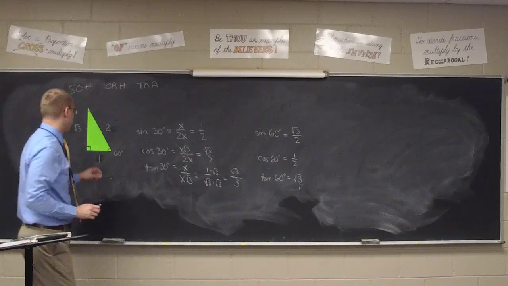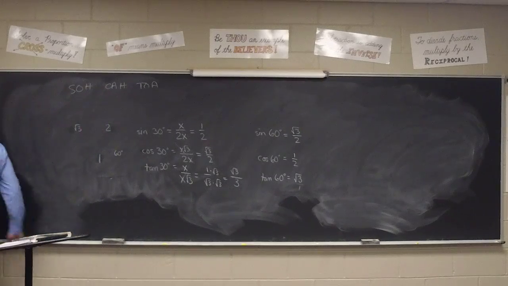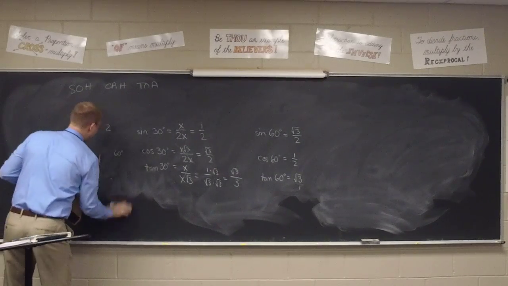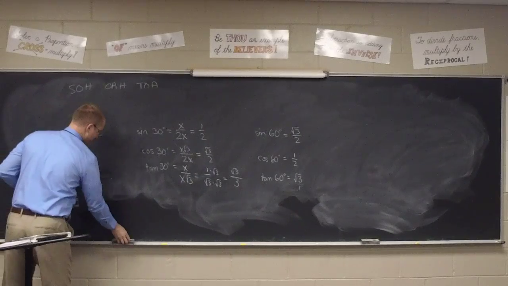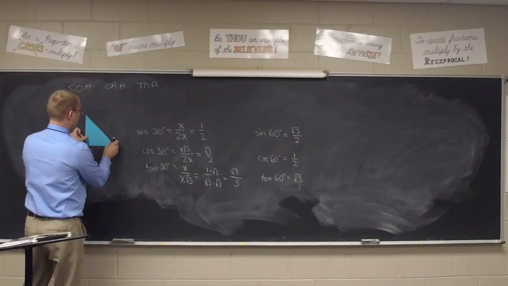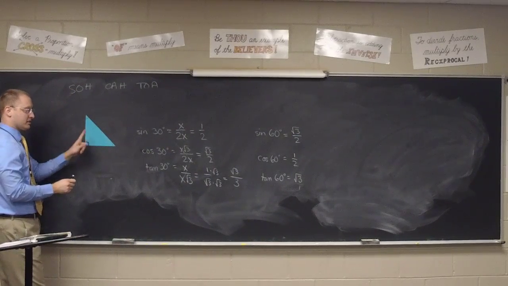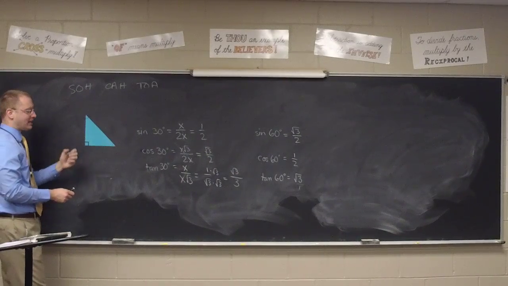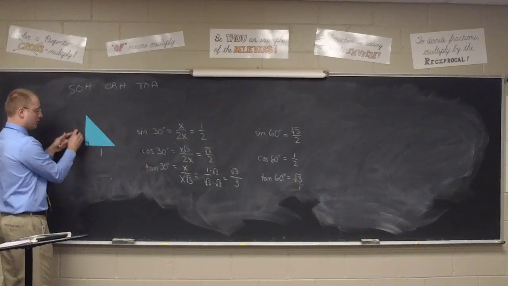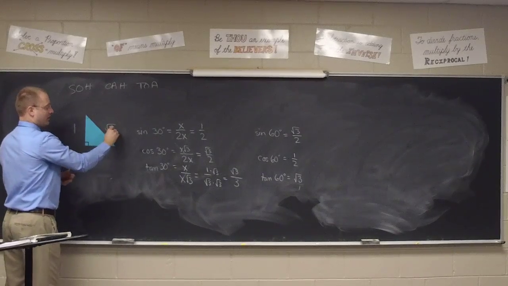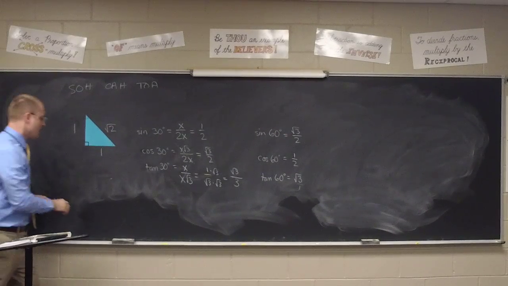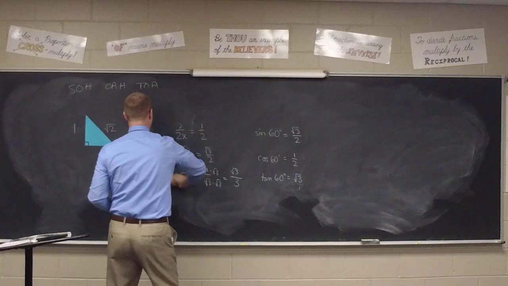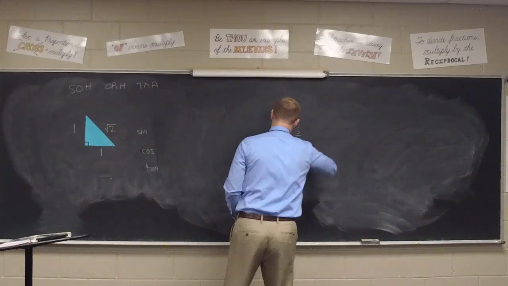We could do the same thing with a 45, 45, 90. But for the 45, 45, 90, of course, the sides aren't x, 2x, and x square root of 3. The sides are x, x, x square root of 2. But if we knock out the x's, we could think of them as 1, 1, square root of 2. So now let's find the sine, cosine, tangent of 45 degrees.